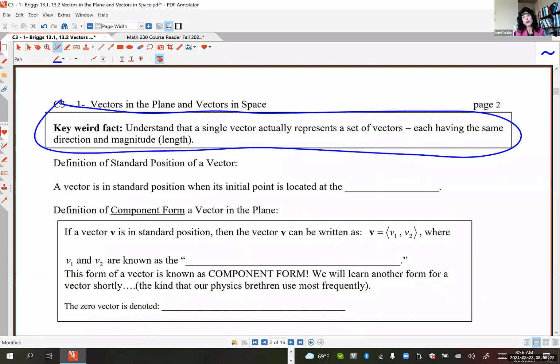And that's cool, because sometimes if you're trying to work with a vector diagram and you've got more than one vector in your picture, you can move your vectors around as long as when you translate them, they stay the same length and they stay pointing in the same direction. Very, very powerful fact. Super powerful.